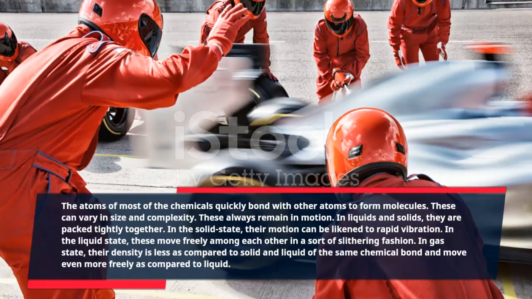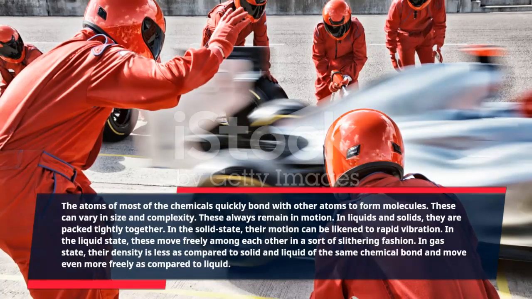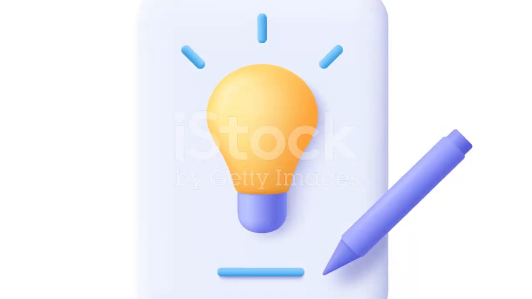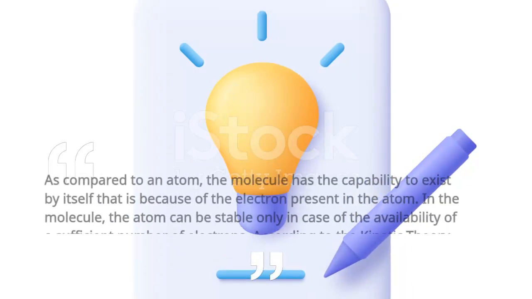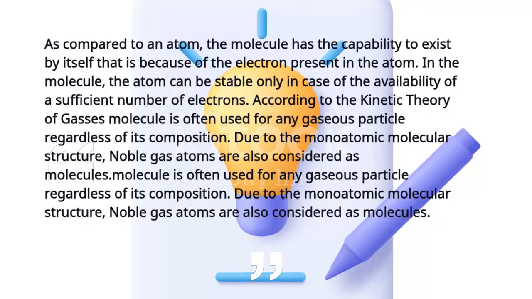In gas state, their density is less as compared to solid and liquid of the same chemical bond and they move even more freely as compared to liquid. As compared to an atom, the molecule has the capability to exist by itself. That is because of the electron present in the atom. In the molecule, the atom can be stable only in case of the availability of a sufficient number of electrons.